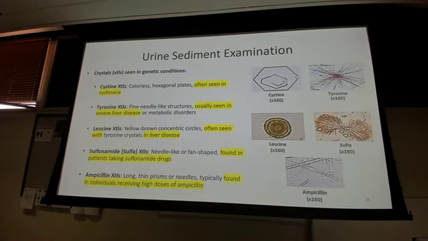All right, so here are some more crystals. Cystine crystals are found in cystinuria. Tyrosine crystals are found in severe liver disease. Leucine crystals are also found in liver disease, and those last two, sulfonamide and ampicillin, can be found in patients that are taking antibiotics. A lot of times those patients already have other things going on with them, and if we already know that as laboratorians, then we'll know that it's not something going on with the patient. We know that they're just being treated at the moment.